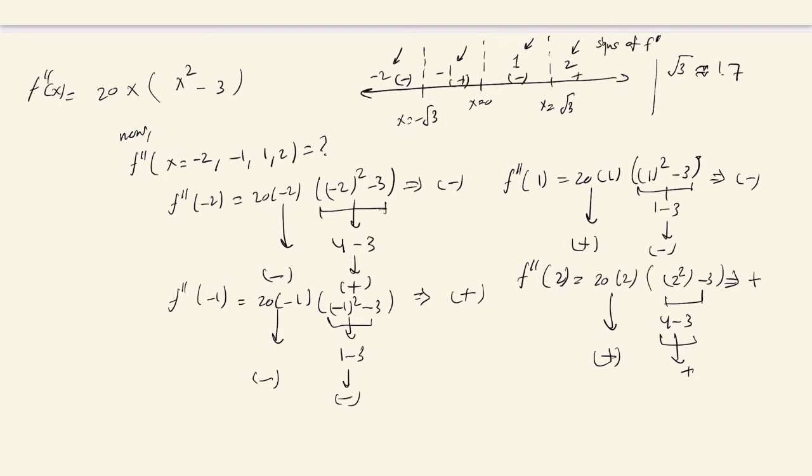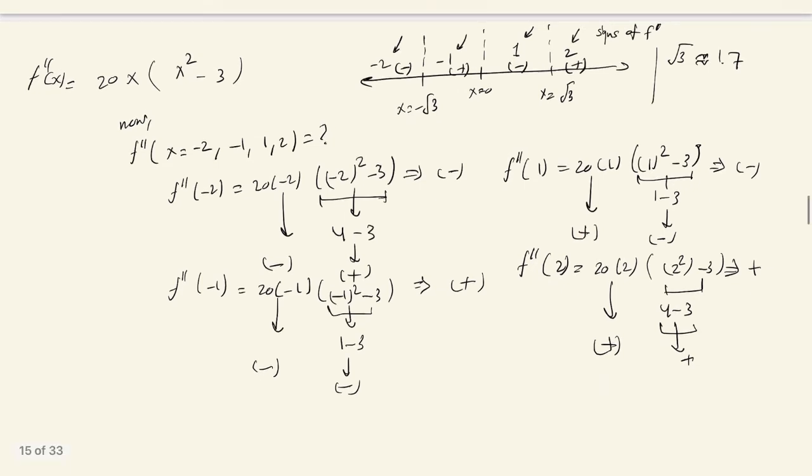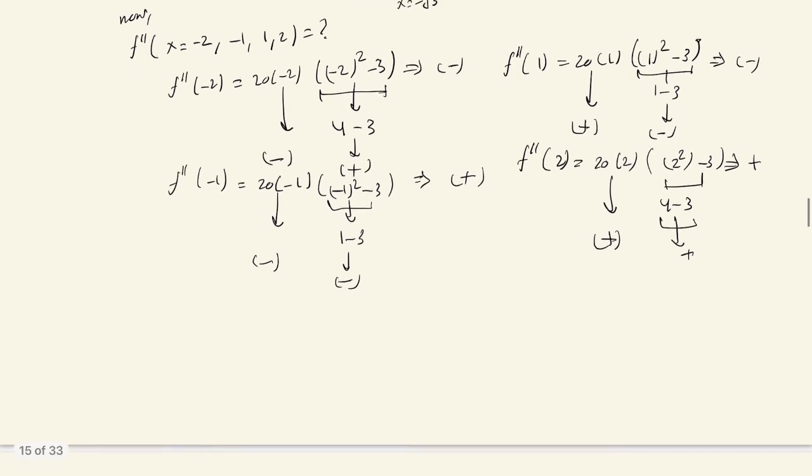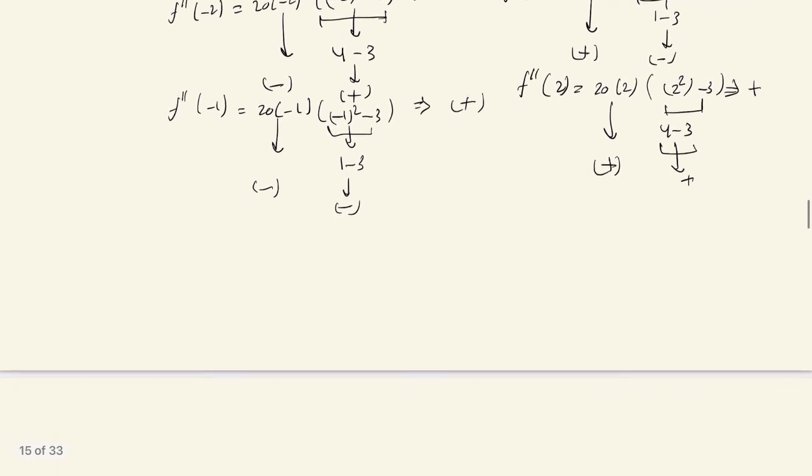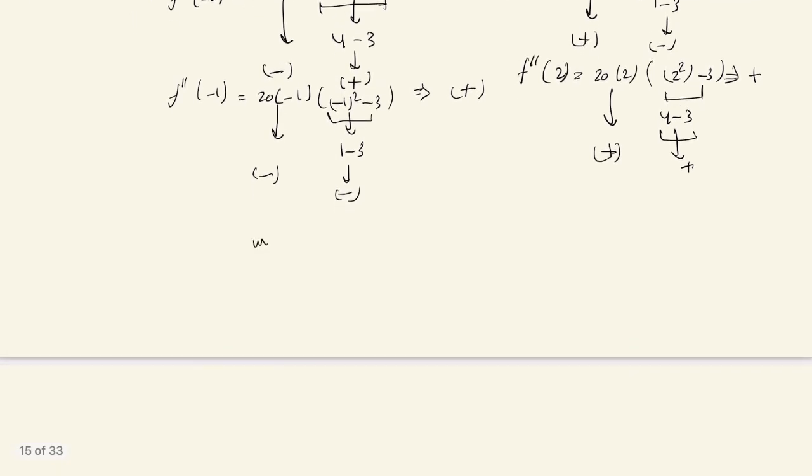Now I'm going to mark these signs on our number line or x-axis. So what we notice is that at each of these points, square root of 3, negative square root of 3, and 0, there is a change of sign in the second derivative. Therefore, all of these 3 points are inflection points for the given function.